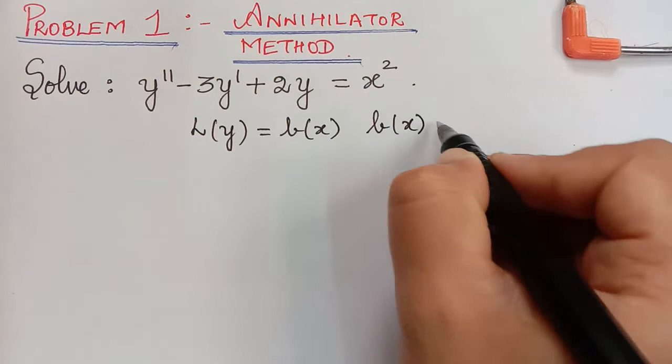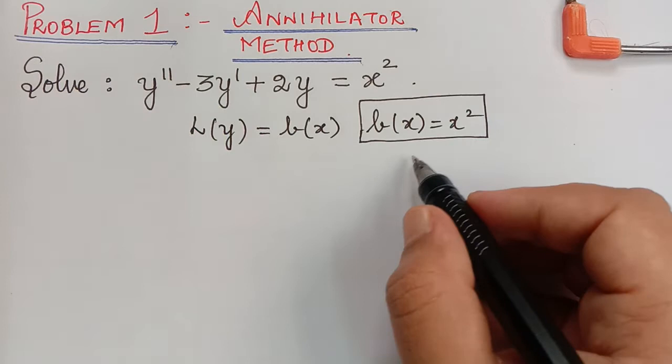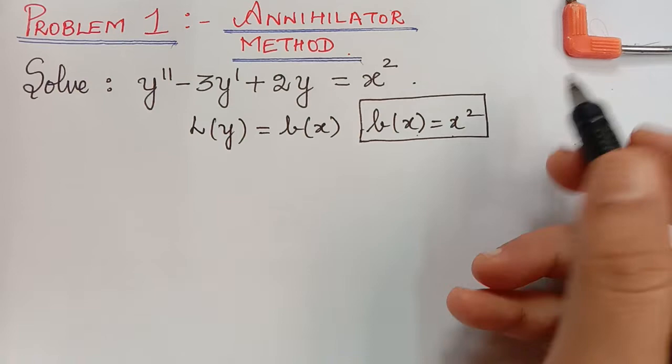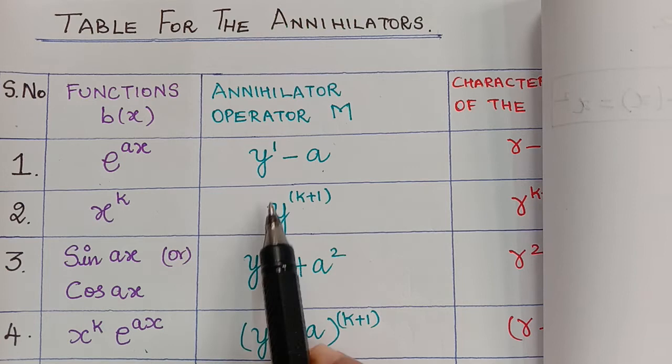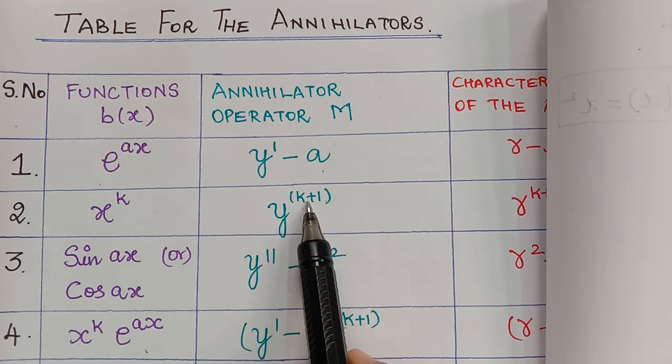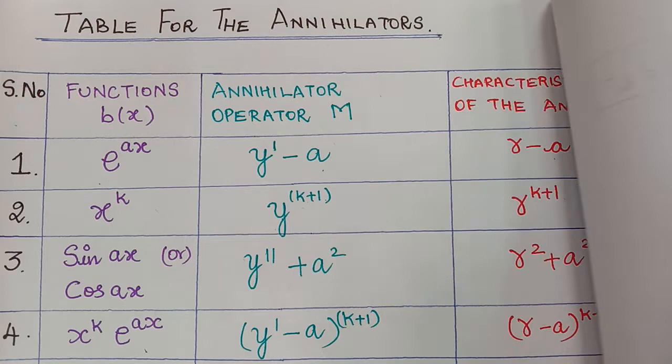According to this b of x, we have to choose our annihilator operator. Now b of x is equal to x square. It is in the form x power k. For x power k, the annihilator operator is given by D power k plus 1. That is, y has to be differentiated k plus 1 times, and its characteristic polynomial is given by r to the power k plus 1. So let us do this now.